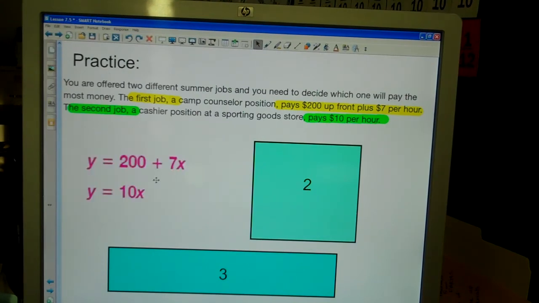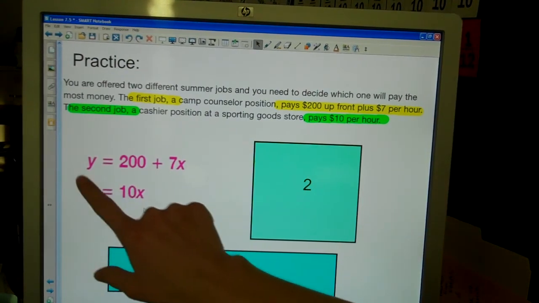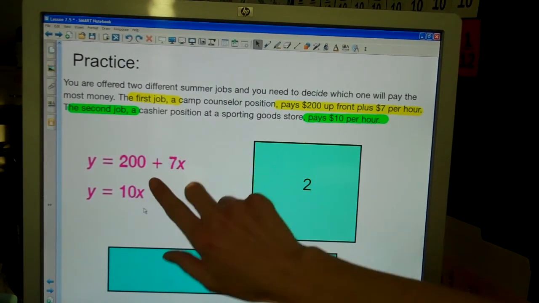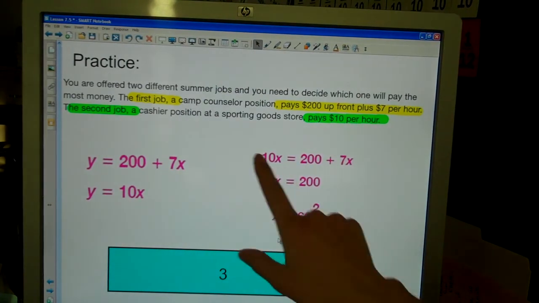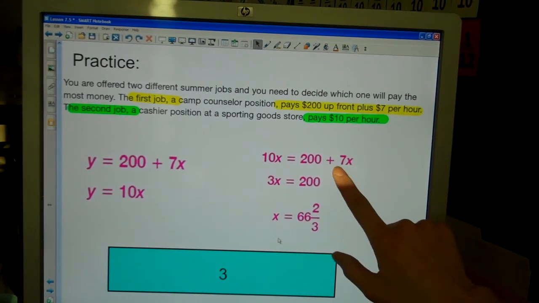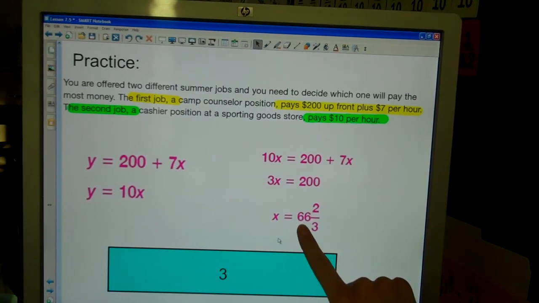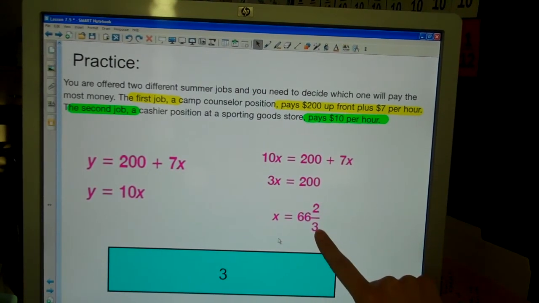What did you get? There they are. Now that we know this, we can solve this algebraically. If y is equal to this and y is equal to this, we can just set these 2 equal to each other. There we go. 10x is equal to 200 plus 7x. Solve for x. X is equal to 66 2/3. Now this didn't come out to be a pretty answer.